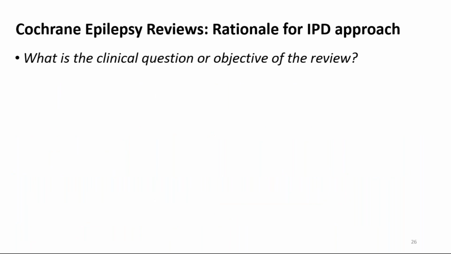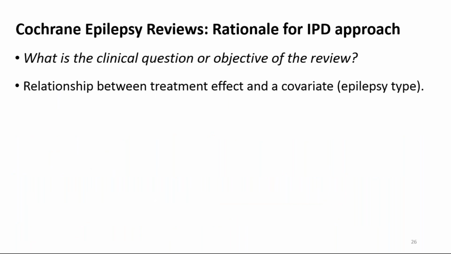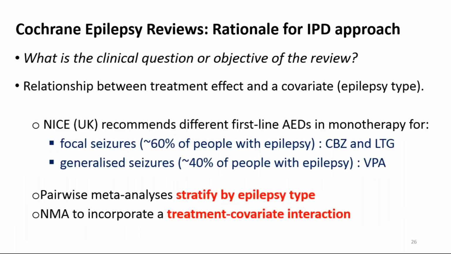So also thinking about our clinical question and the objective of this work, we're also interested in establishing what the relationship is between the treatment effect and a covariate, in this case epilepsy type. And our rationale for doing this is that guideline setters, so NICE in the UK, the National Institute of Clinical Excellence, and I believe that similar recommendations were being made by other guideline developers across the world at the time. So NICE and other guideline developers recommend different first-line treatments for newly diagnosed patients with different seizure types.